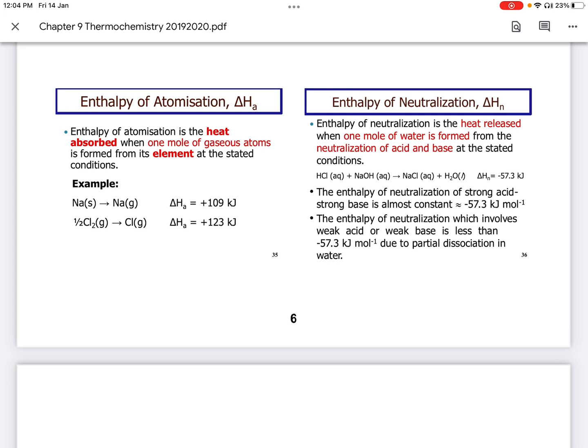Okay. However, the enthalpy of neutralization which involve weak acid or weak base is less than minus 57.3 kilojoule per mole due to partial dissociation. Contohnya katakan acid tu lemah, dia partially ionized dalam water, maka nilai enthalpy neutralization dia rendah daripada negatif 57.3 lah. Sama juga kalau melibatkan weak base. Dia partially ionized in water, maka dia punya heat of neutralization atau enthalpy of neutralization yang melibatkan weak base, nilainya yang dikira menunjukkan di bawah negatif 57.3.